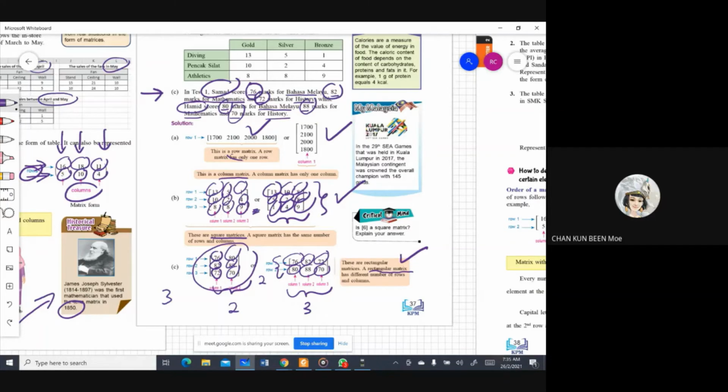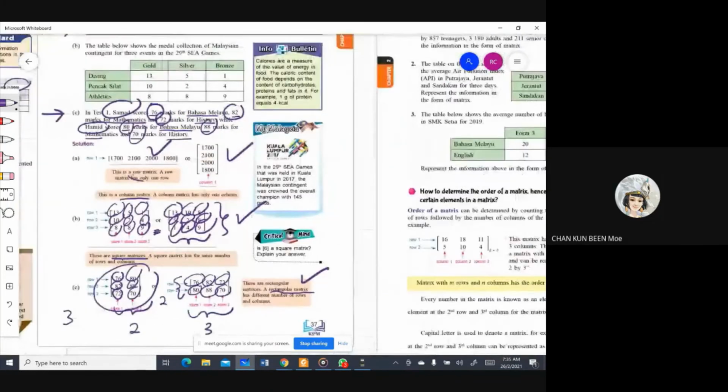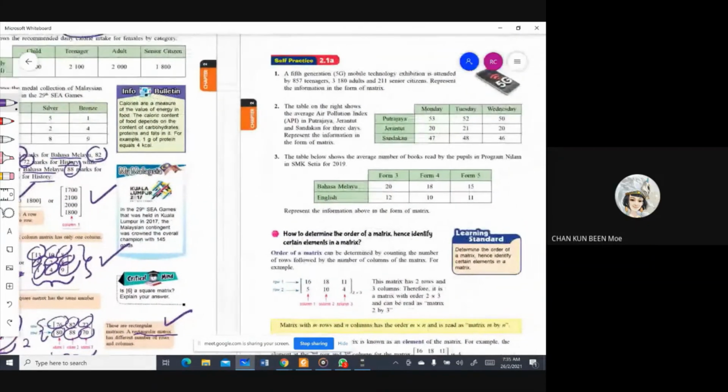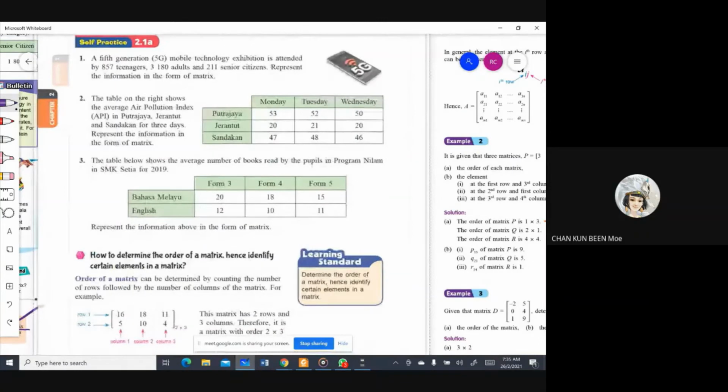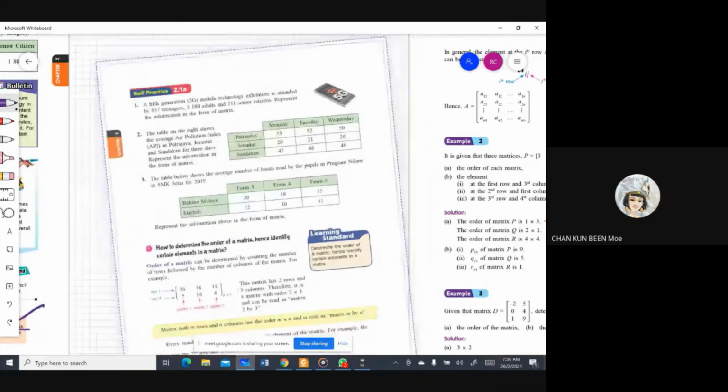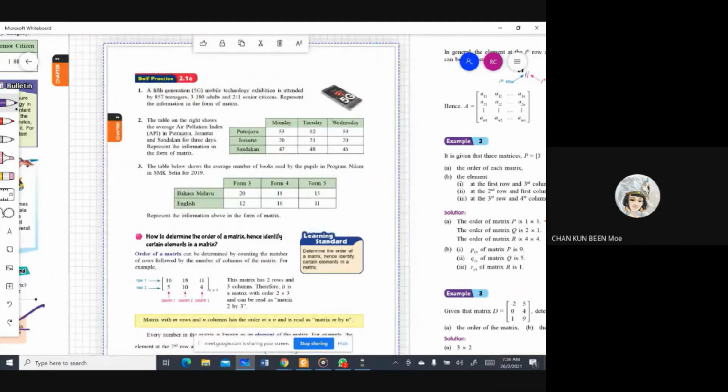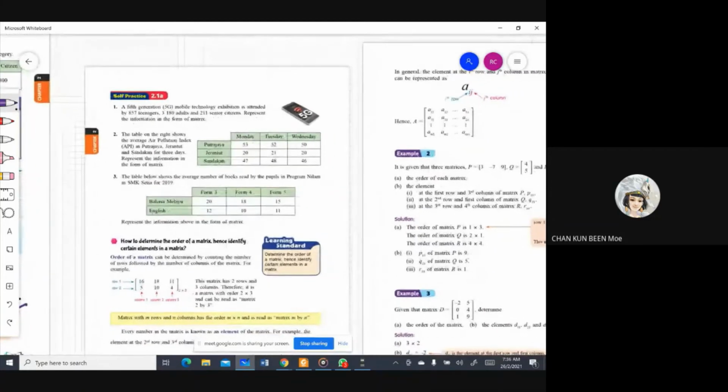Now we are going to look into some examples on how to represent from the table here. Everybody, maybe you take out a piece of paper? Do you have a piece of paper?